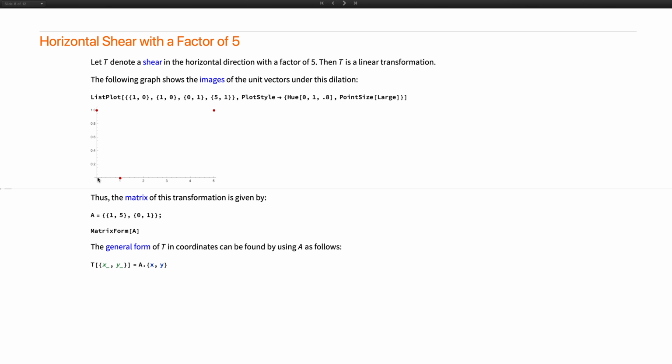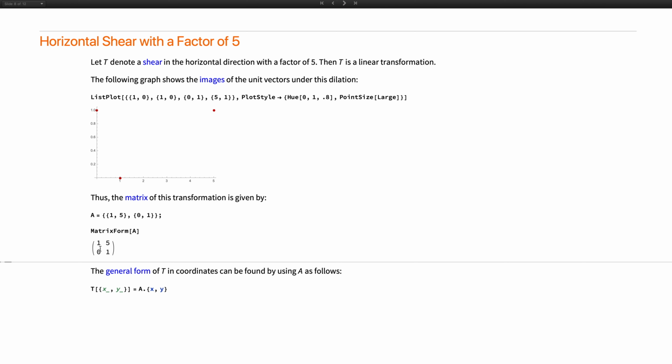So look at (1, 0), nothing happens to it. But if you look at (0, 1), it gets sheared, shifted to the right by 5. So the matrix over here is going to be (1, 0) in the first column and (5, 1) in the second column. And if you do a dot product, that is the expression for the transformation itself.